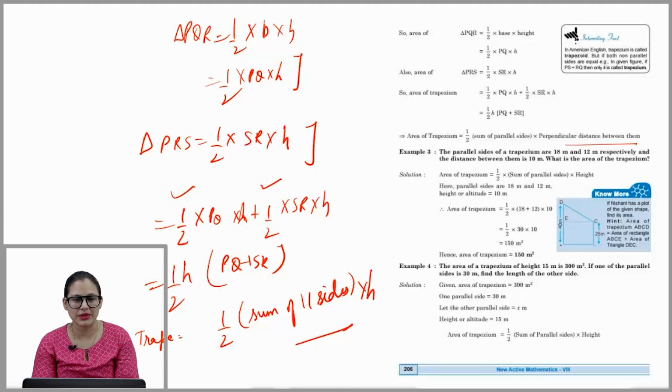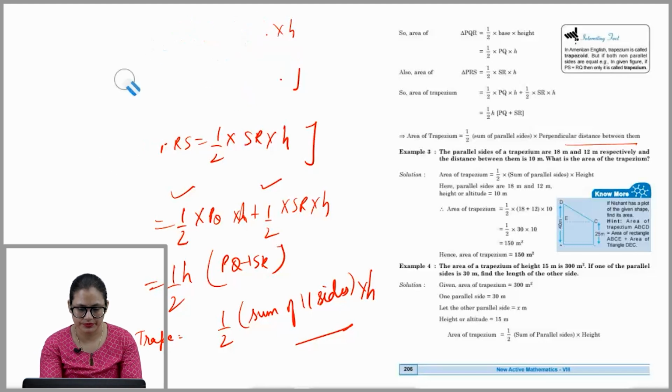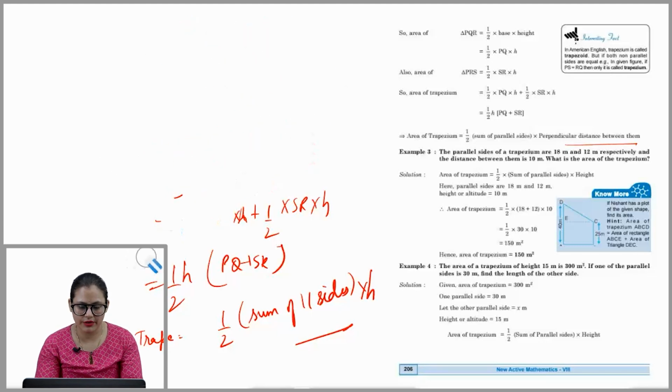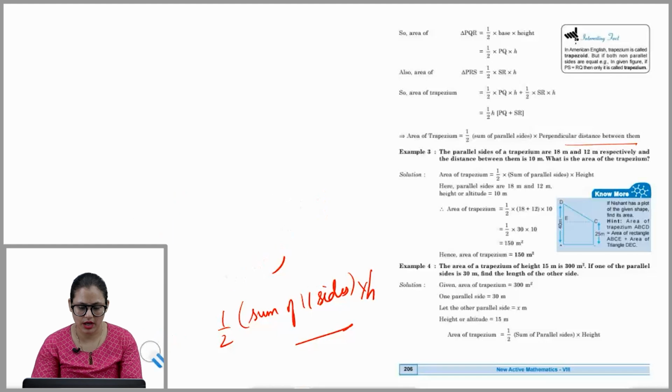Okay, let's do example 3. The parallel sides of a trapezium are 18 meter and 12 meter respectively, and the distance between them is 10 meter. What is the area of the trapezium? Okay, so we will apply this formula, which is half into sum of parallel sides into height.